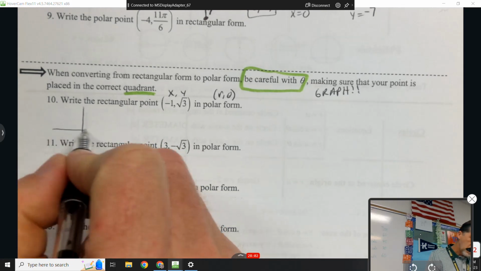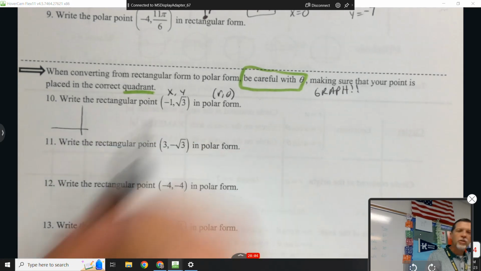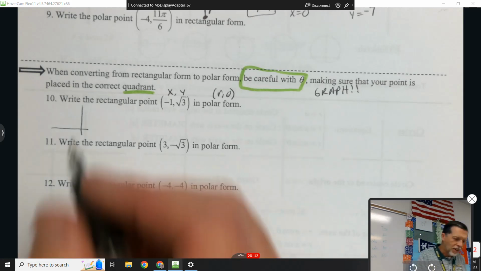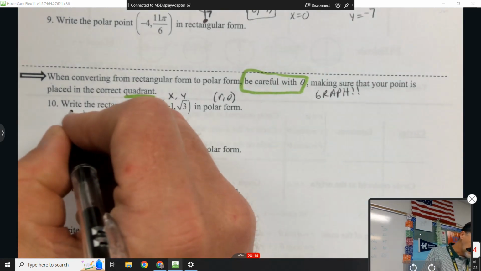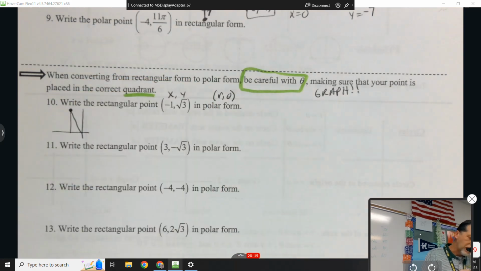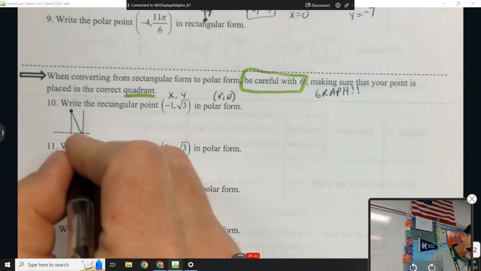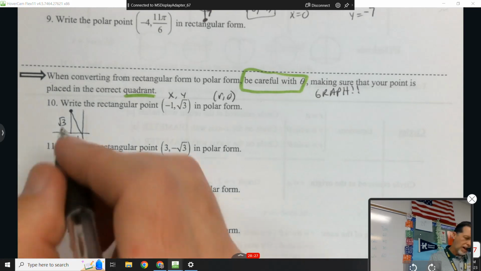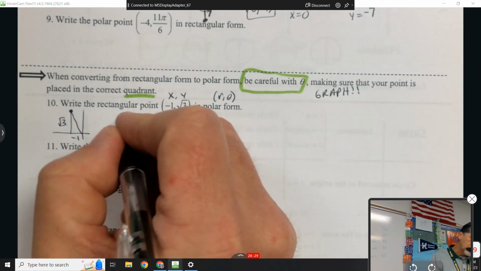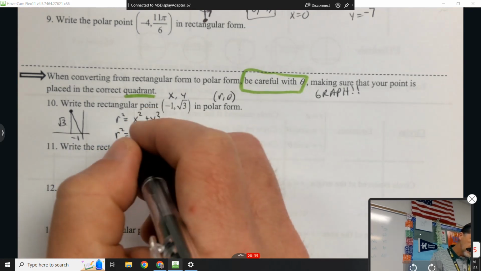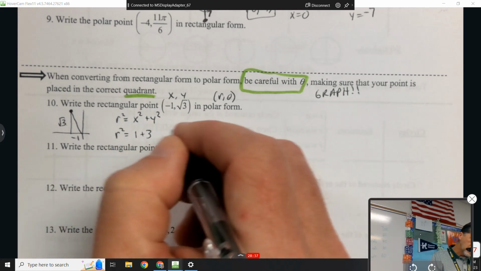So negative 1, root 3. Which one of those numbers is bigger, 1 or root 3? Root 3. So it helps if you can graph it reasonably to scale. Negative 1, root 3, because then I discover that is the steep angle in the second quadrant. So I've got x squared plus y squared equals r squared. So 1 plus 3, that was kind of nice. So r is 2.